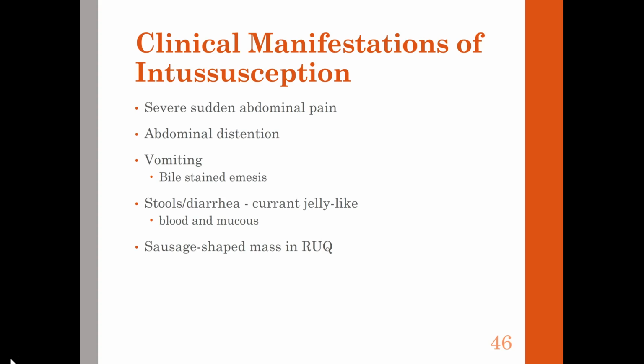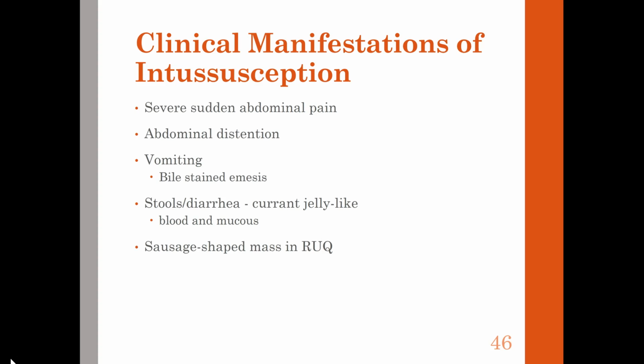The hallmark sign is currant jelly-like stools. That means there is blood. Currant means purple, red, mucousy stools, okay? The way I remembered this in nursing school was that there are 2 S's in intussusception, and 2 R's in currant jelly-like. So those 2 R's and those 2 S's go together, okay? So it's currant jelly-like stool.